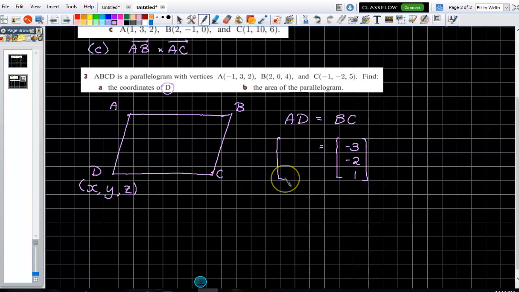Now I don't know what D is, so I've just called it XYZ. So we've got, let's put D right here, XYZ. So A to D, that means I've got X take 1, so X plus 1 has to equal minus 3. So therefore, X would have to be minus 4. A to D, B to C, correct. Capiche?